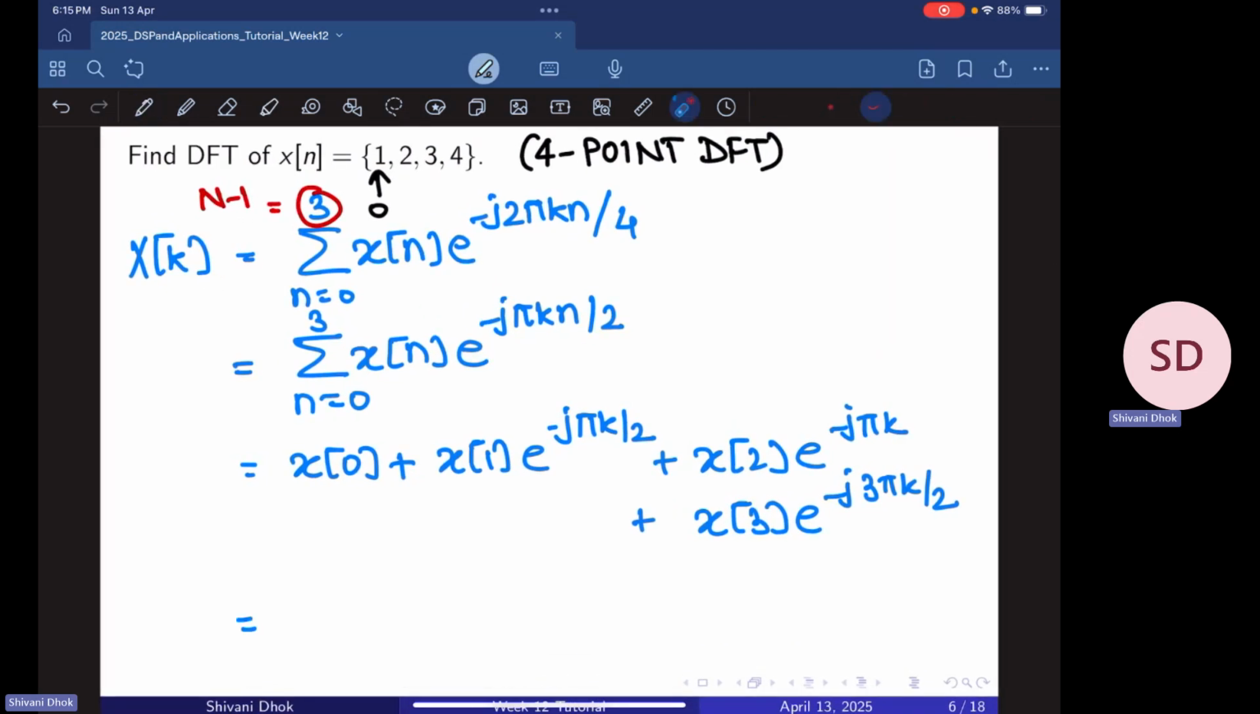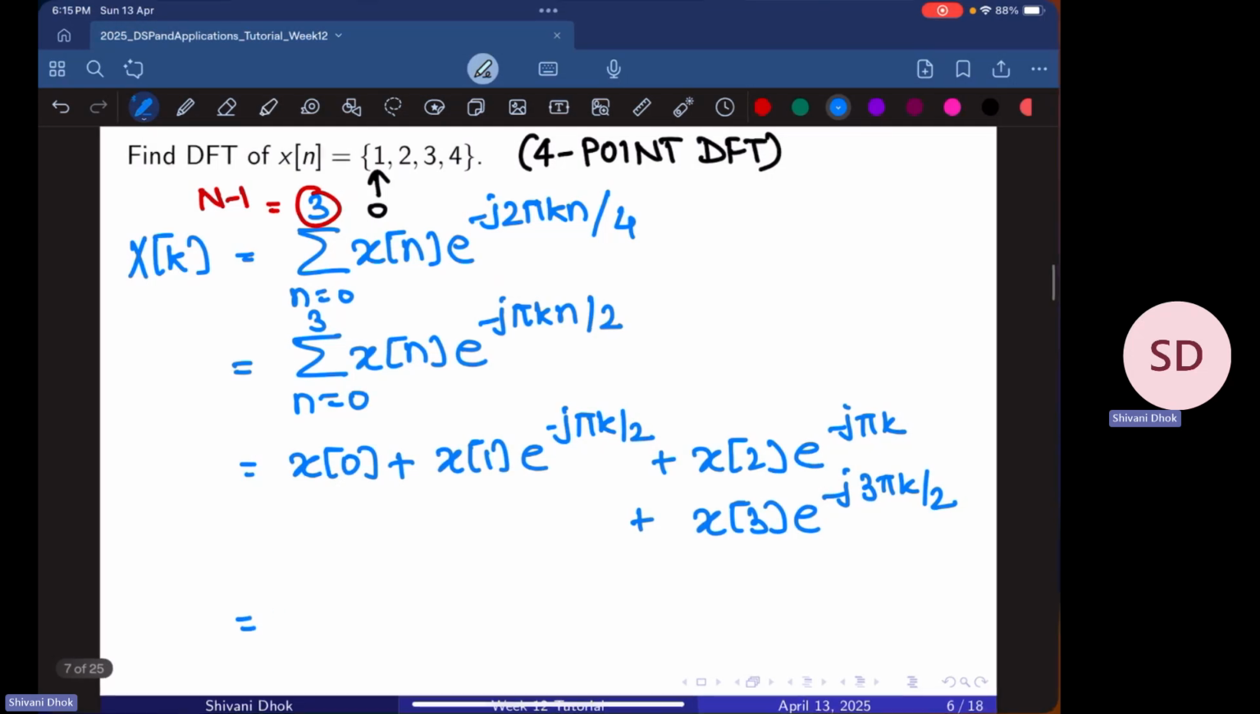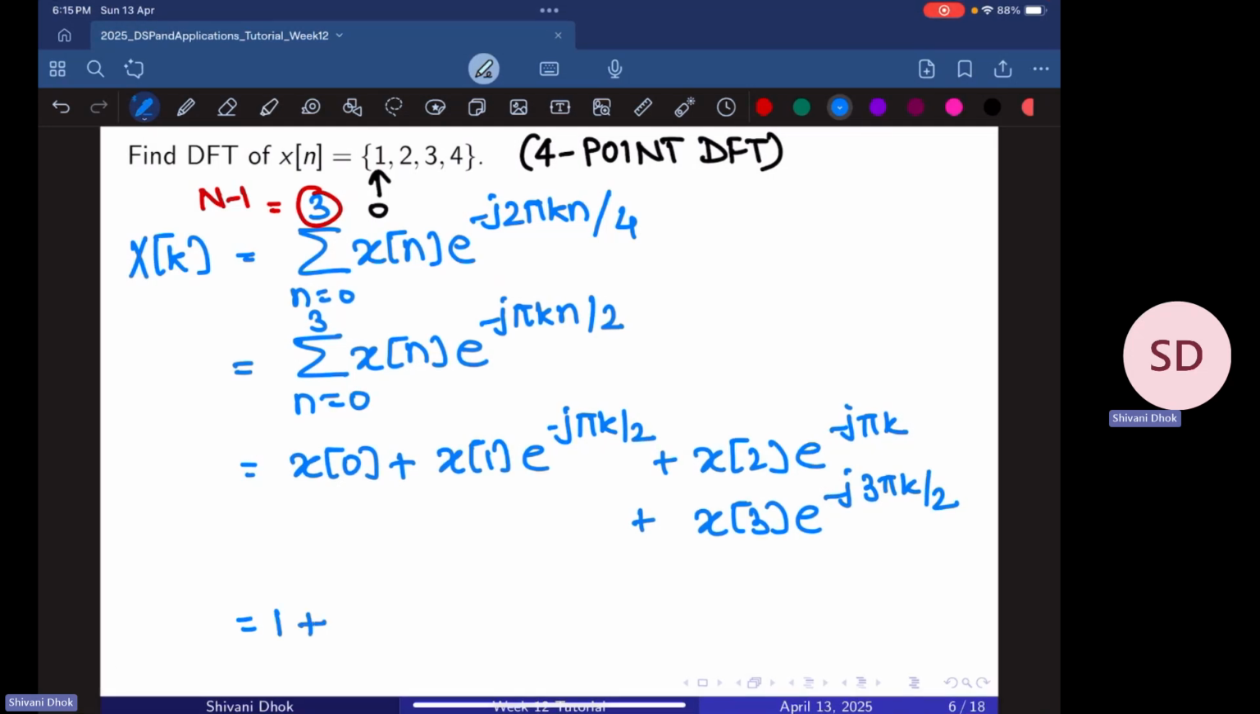x of 0 is 1. So we have 1 plus x of 1 is 2. So 2 into e power minus j pi k by 2 plus e power minus j pi k is basically minus 1 to the power k. And then we have x of 2 is 3 plus 4 into e power minus j 3 pi k by 2.